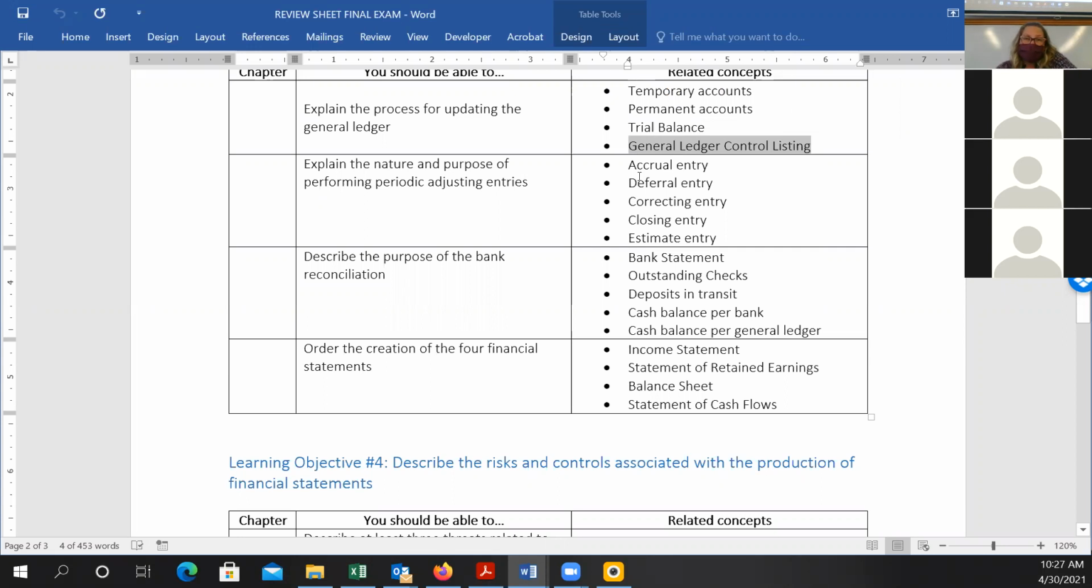Let's see, we talked about the different categories of adjusting entries. Know the difference between an accrual entry, a deferral entry, a correcting entry, a closing entry, and an estimate entry. We talked about those on Monday in that PowerPoint presentation. And we also talked about these types of entries at the very beginning of the semester when we first were going through the flow of accounting transactions.